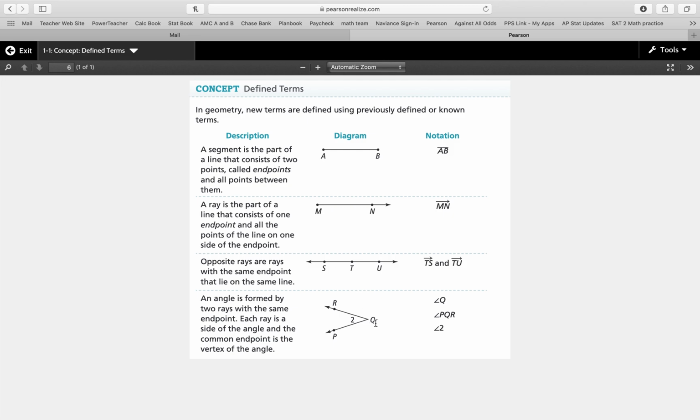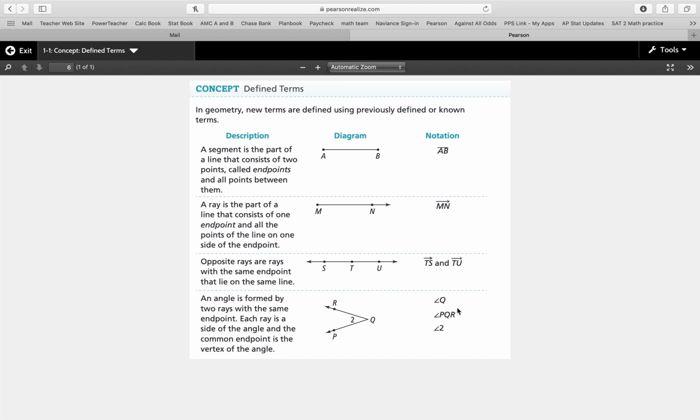So Q is the vertex of this angle. We can denote this angle as angle Q. We can denote this angle as angle PQR, so PQR, as long as the middle letter is the vertex of the angle. Or we can denote this as angle 2, because there's a 2 on the inside. So there are many ways to write angles.